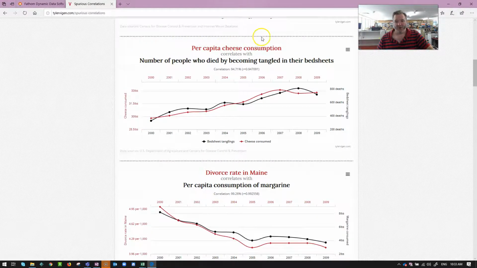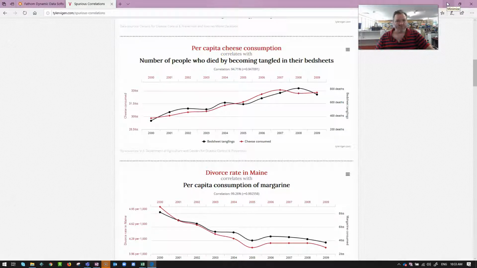Who would know? Per capita cheese consumption and the number of people who died by becoming tangled in their bed sheets. Is there something sinister in cheese that we don't know about? How scary is that for the number of deaths? People dying, becoming tangled in their bed sheets. That's a little bit scary to me. But look, a super high correlation, but again, not necessarily causal in that relationship. So let's not go down that path.